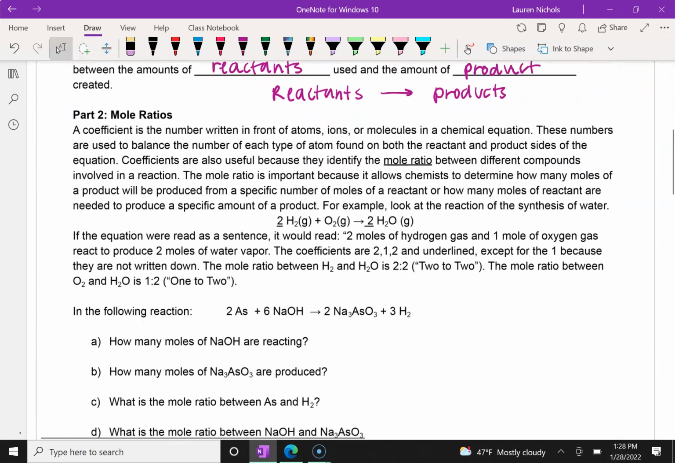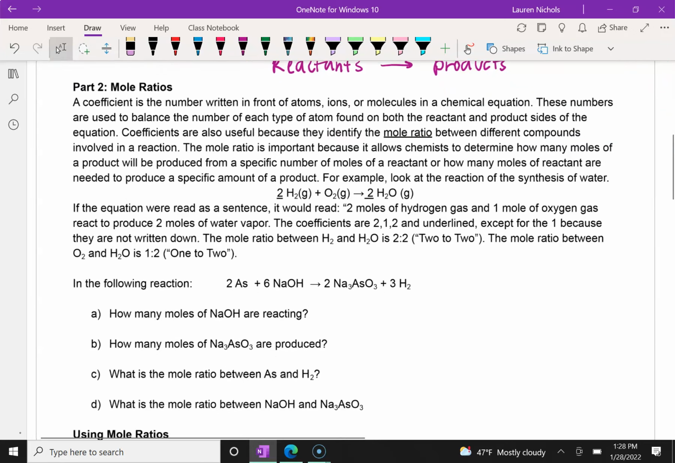So what I want you to do is pause the video and read this paragraph, okay? While you're reading, underline or highlight or circle words that you think are key vocabulary words. Then press play when you're ready to review the answers to questions A through D. Okay, so as you're reading, hopefully you identified coefficient, mole ratio, reactant, and product as vocabulary words. Those words are repeated multiple times, but I only highlighted them once.